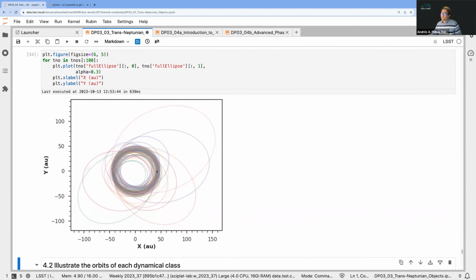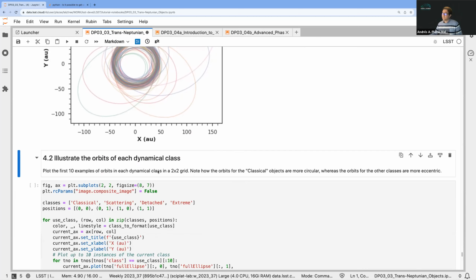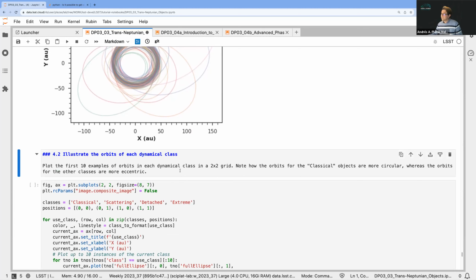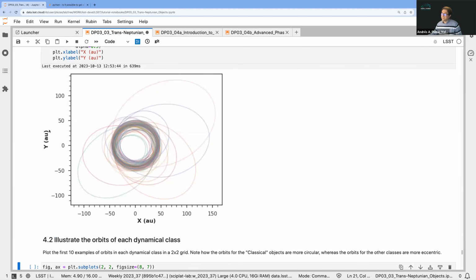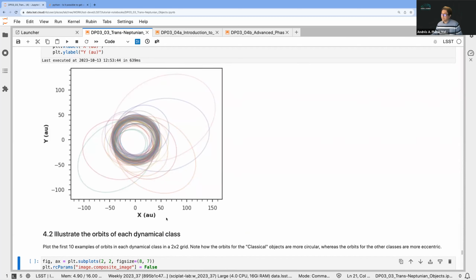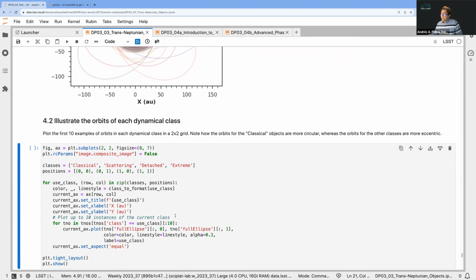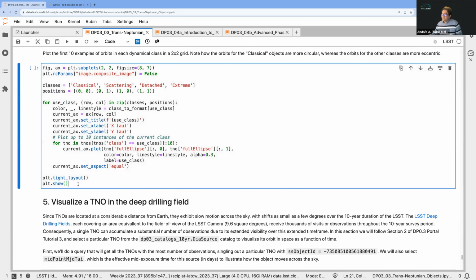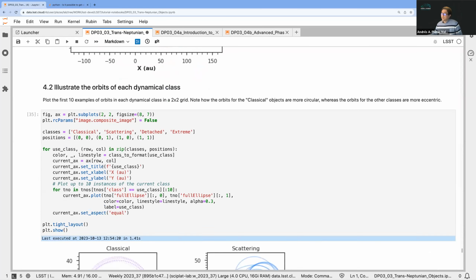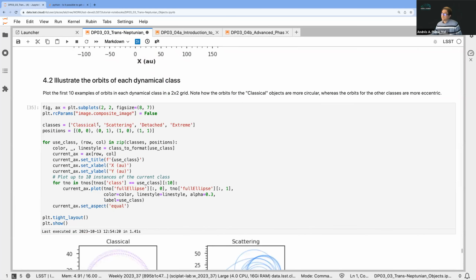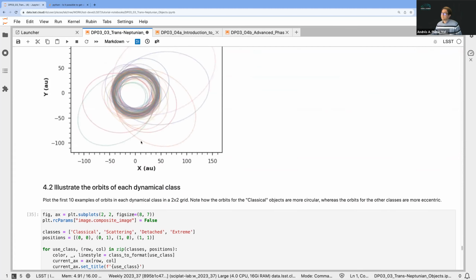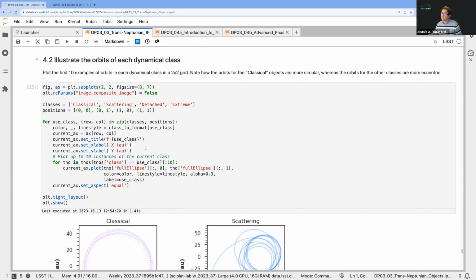This is an example of what you get. Here we don't have it disaggregated by classes, but this is something that we can do in the next step. This is a plot of the ellipses in the plane of the solar system, where the axes are the distances, or sizes of the ellipses, in astronomical units. Then we can define a for loop for each class, and see what these orbits look like for different classes.